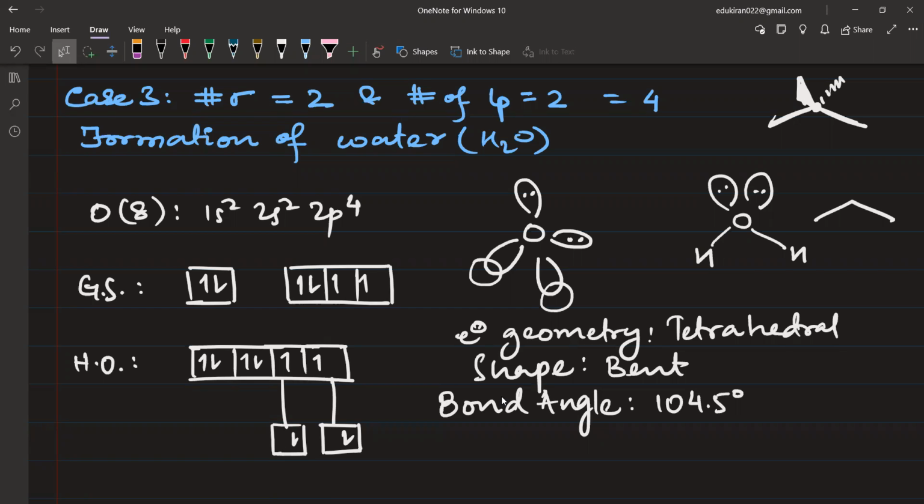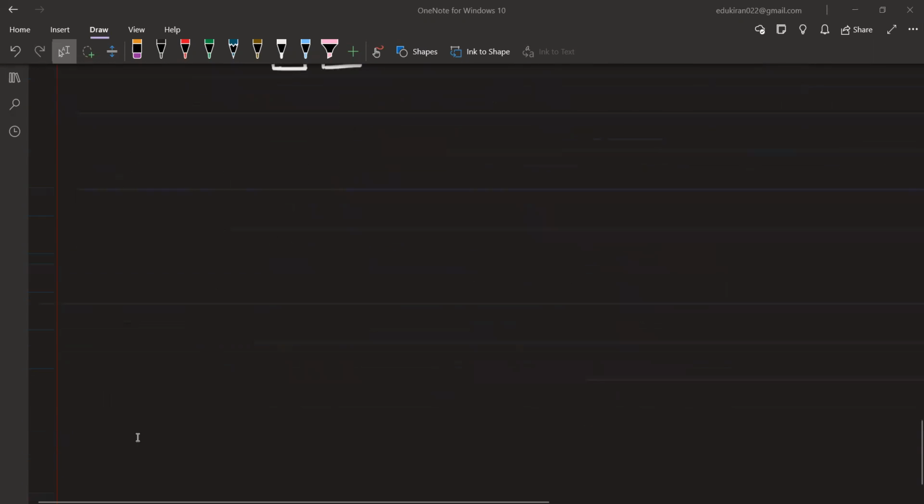Now we are going to start writing about some other hybridizations also of important carbon atoms. Okay. Important carbon atoms. So please write formation of ethane molecule.